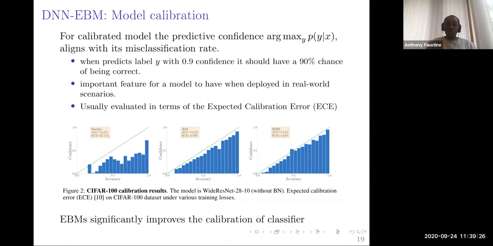But it has been shown that combining these two approaches significantly improves the calibration of your classifier, of your model. For example, in this paper, they compared the neural net, the baseline, just a normal neural network, with the same network as an energy-based model. And you could see, with almost the same accuracy, the expected calibration error is very, very low for the energy-based model compared to just a normal neural network. So this is an important aspect, especially if we need to use a model which needs to be deployed in real-world scenarios. The advantage we get by combining these two aspects is that the energy-based model will improve the calibration of your classifier, without needing to do any retraining or tweaking on the model.